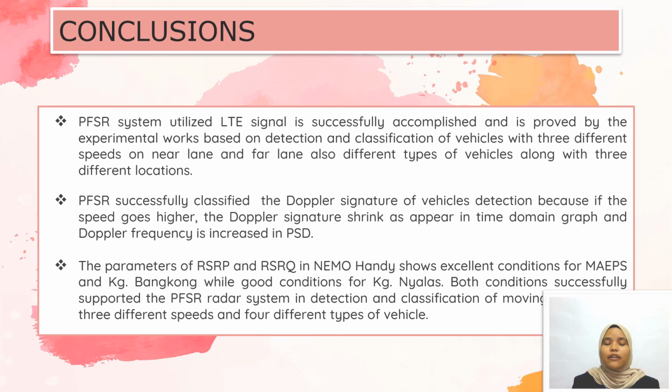The parameters of RSRP and RSRQ in NEMO Handy show excellent conditions for MAEPS and Kampung Bangkong, while good conditions for Kampung Nyalas. Both conditions successfully supported the PFSR radar system in detection and classification of moving targets with 3 different speeds and 4 different types of vehicles.